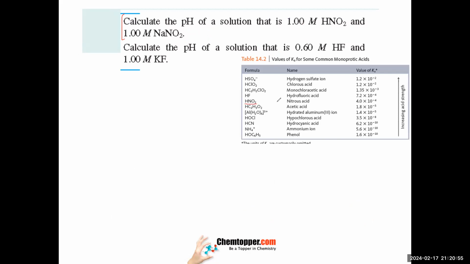HNO2 is this. You can see its Ka value. HNO2, is it a strong acid or a weak acid? Remember, I gave you 4 important oxygen containing strong acids. Is HNO2 there?